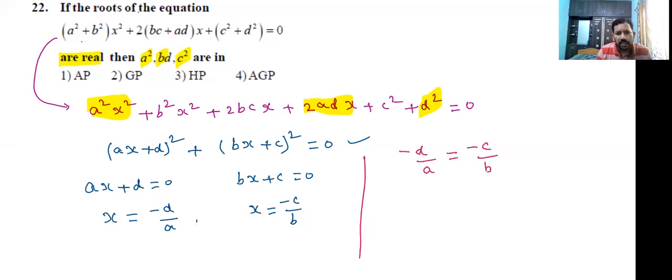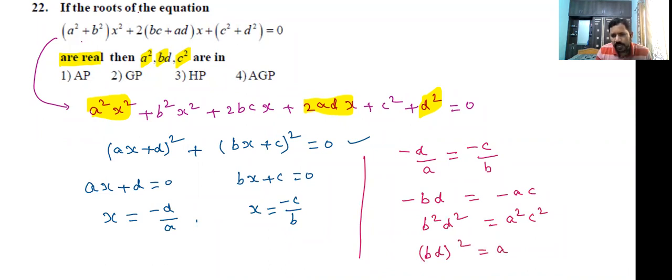Now observe this: bd is equal to ac. Squaring on both sides, then what happened? b square d square is equal to a square c square. So that means this is bd whole square, that is equal to a square into c square.